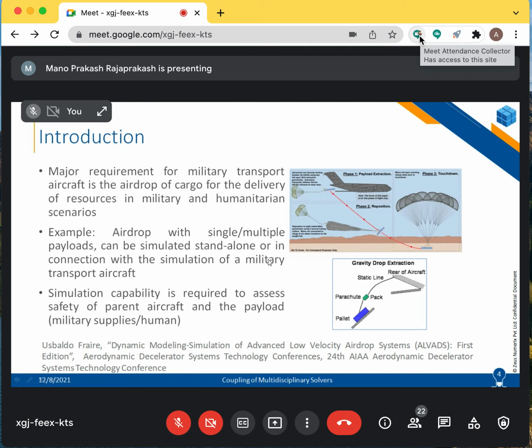Now let's look into what is the requirement to study or to simulate such a phenomenon. There are a lot of reasons to do so. First, it is very important to have such a simulation model to assess whether removing the payload from an aircraft is safe for the parent aircraft as well as for the payload.